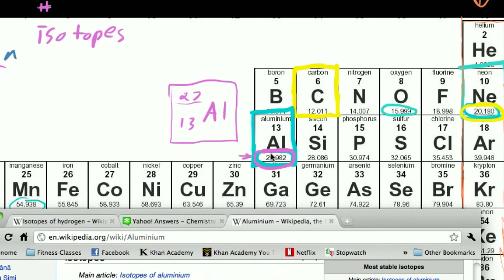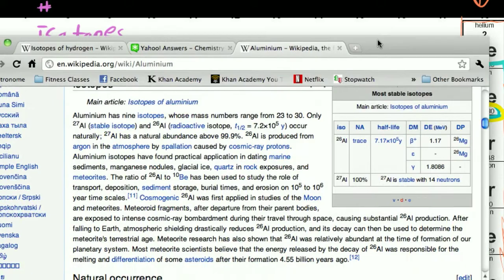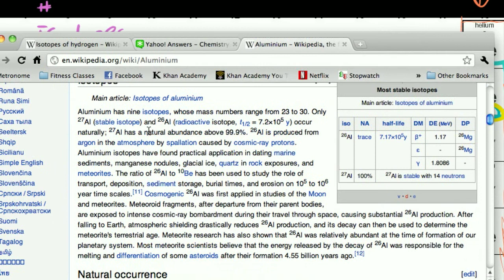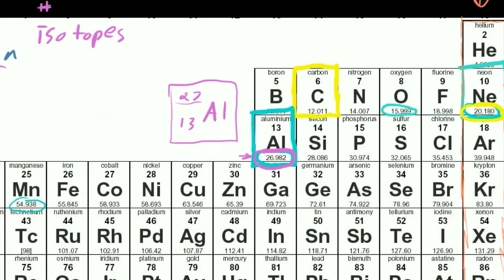And we said that based on this number of 26.982, that's really close to 27. So probably aluminum 27 had the greatest percent abundance. And we can see that we're pretty much right. Aluminum 27 has a natural abundance of above 99.9%.